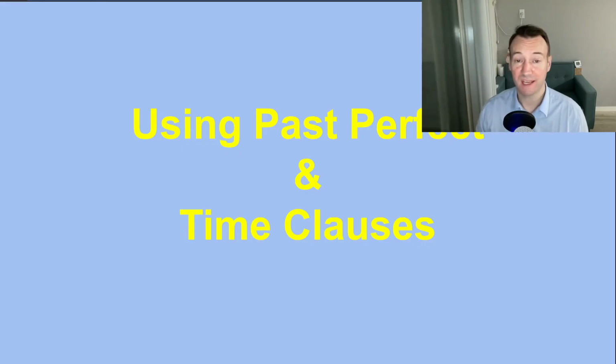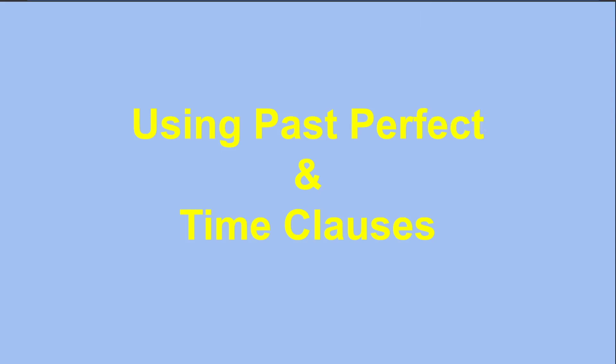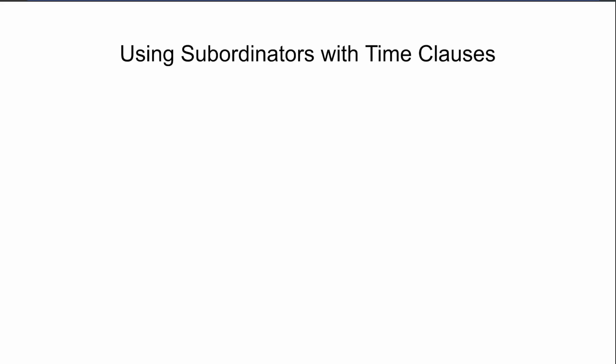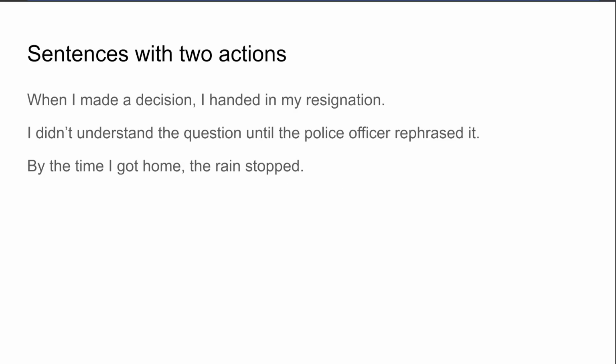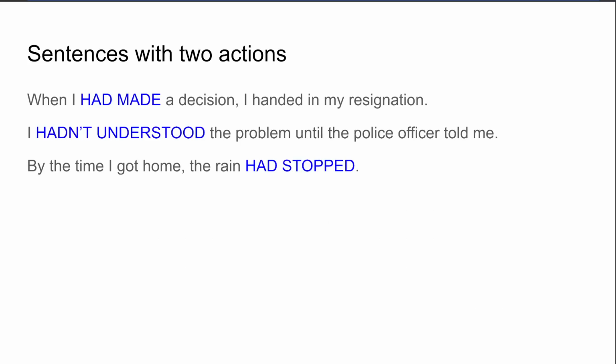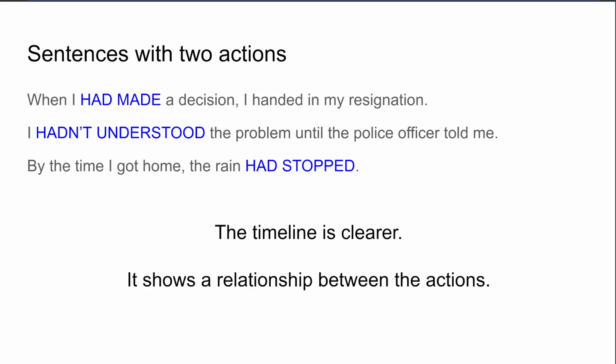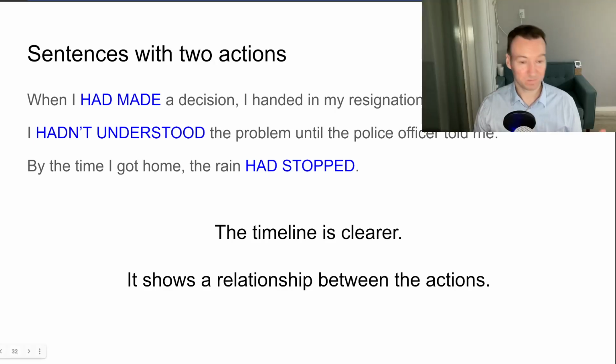So in this video, we looked at using past perfect and time clauses. Our time clauses, or the fancy name, subordinators, were quite simple to use: when, until, by the time, and after. And using our past perfect, we were able to show the relationship between actions. We could see that the timeline is much clearer. What happened first, or did they happen at the same time? And it shows a nice relationship between the actions. It shows that there are connections.